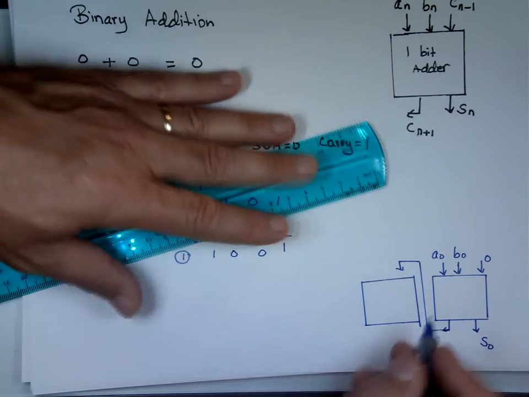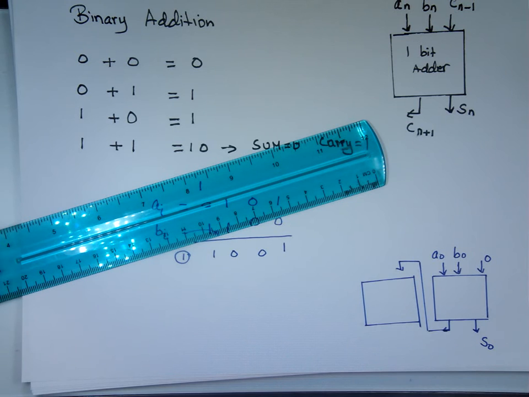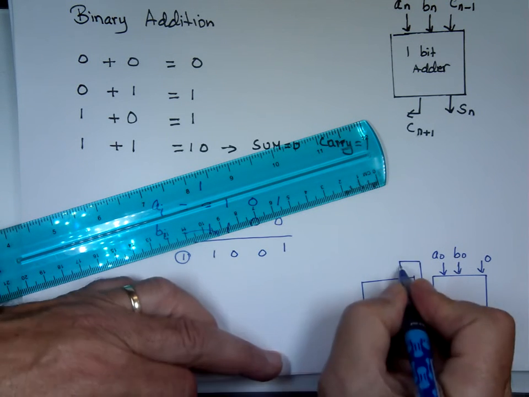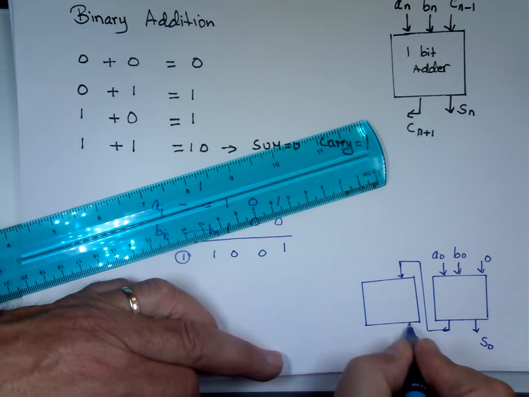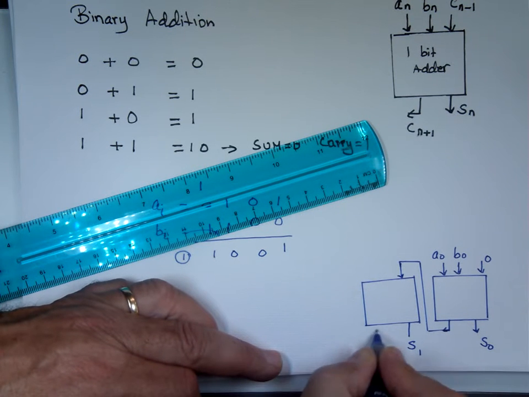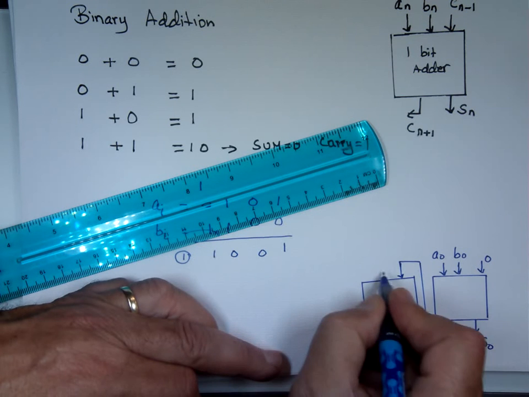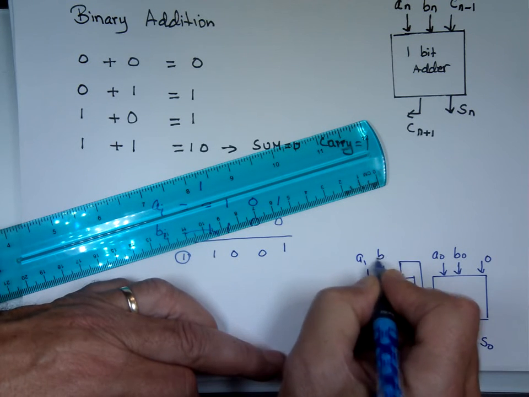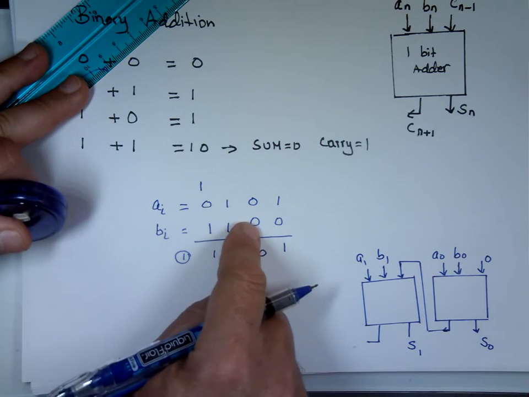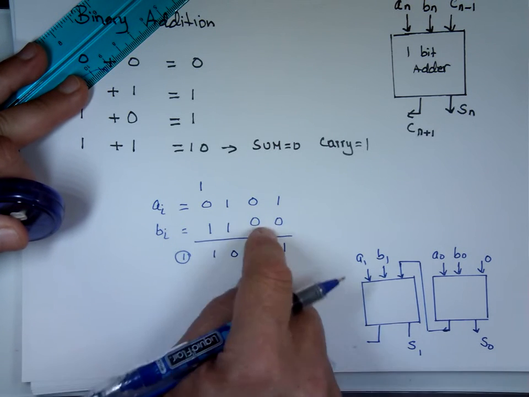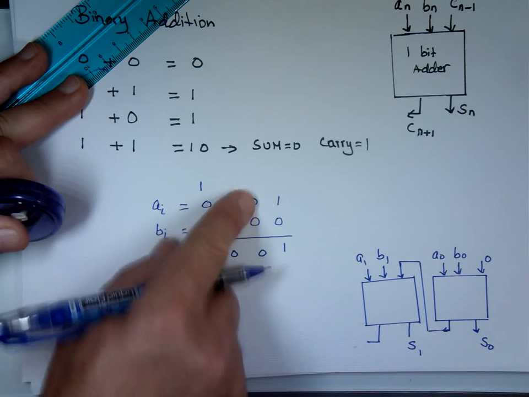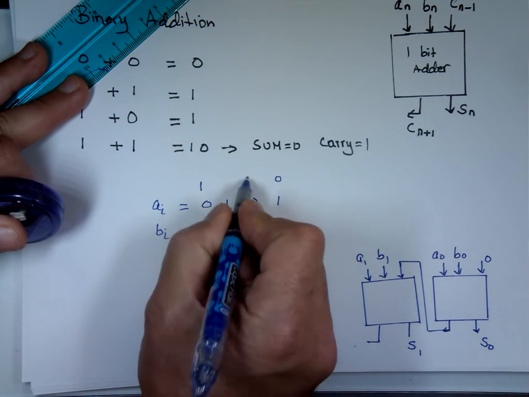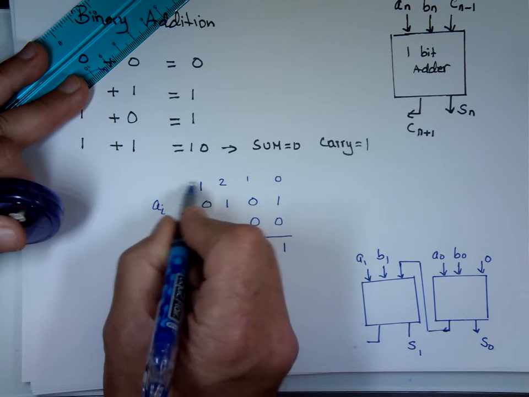I'm trying to be neat, but it's not happening. Actually use graph paper. This is S1 and there's a carry again. Now this one is going to have A1 and B1. That will add these two digits, and the carry from that stage is coming to it. That's this column. So this is the 0 column, this is the 1 column, this is the 2, and that's the 3.